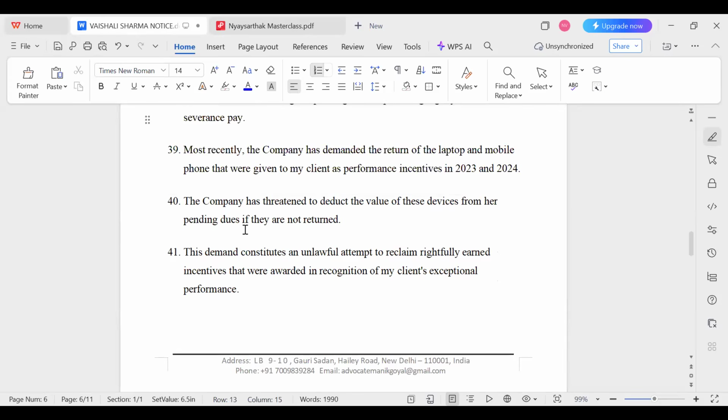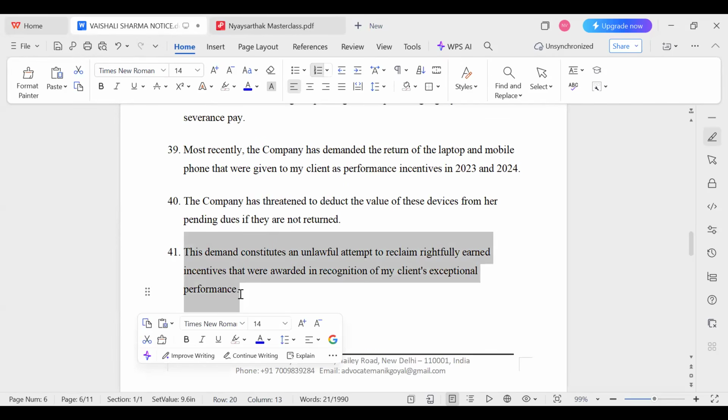Then we have written that this demand constitutes an unlawful attempt to reclaim a rightfully earned incentive, because there was an incentive given by the company to our client, a laptop and a mobile, and the company was demanding it back in lieu of the salary. They were saying we will give you the salary only once you have submitted the laptop and mobile phone given by the company, but that was given as an incentive. So we have rebutted that, because earlier the client and the company had some communications also, and as per that communication we have to rebut those communications also.